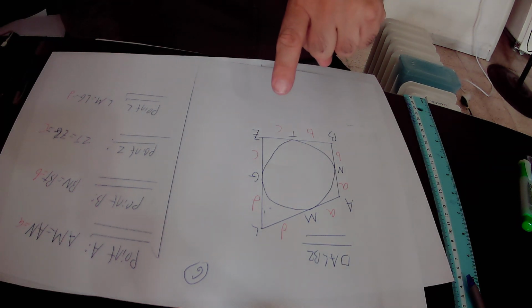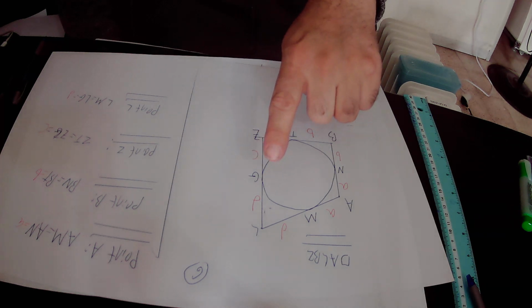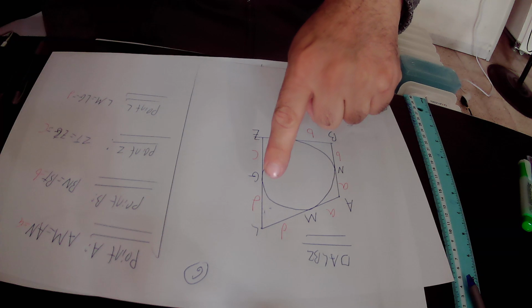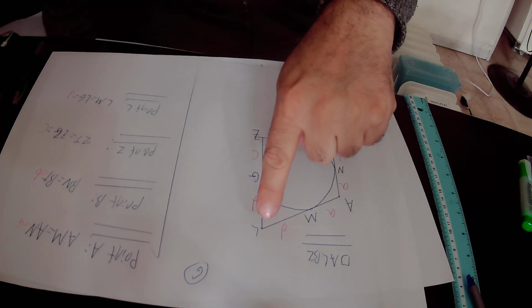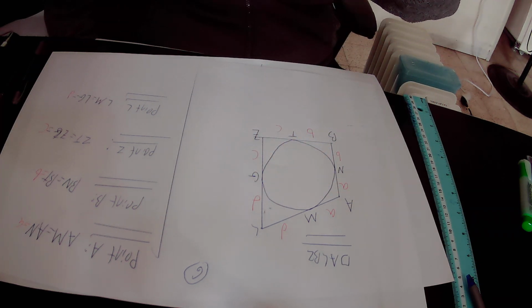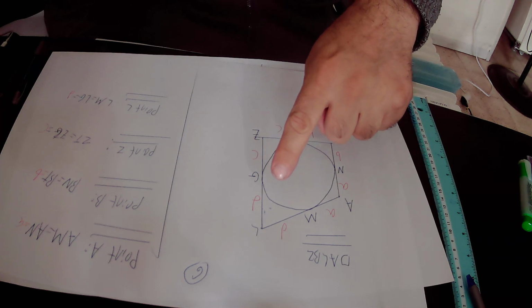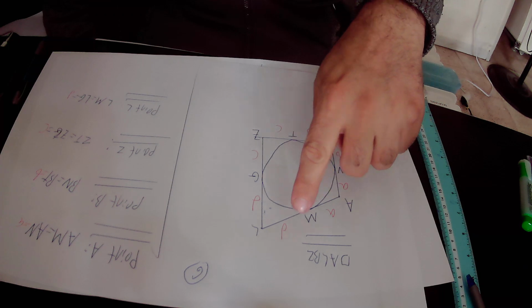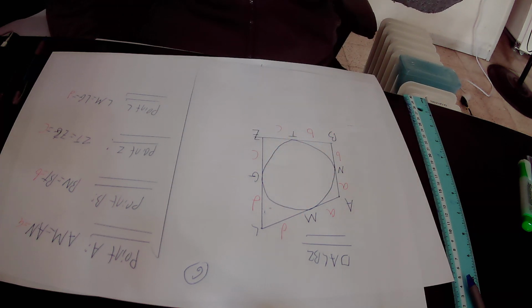And finally, focus on the common external point, point L. From the common external point, point L, we have two tangents to this circle, tangent LM and tangent LG. And according to rule number 2, they must be equal to each other. That is to say, LM equals LG. So if LM is d, then LG must also be equal to d.